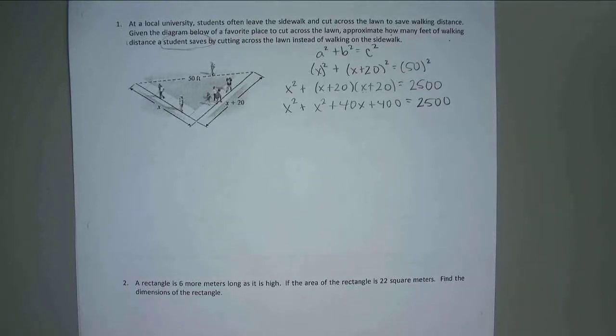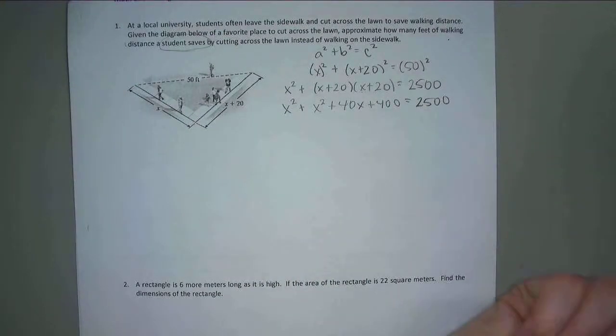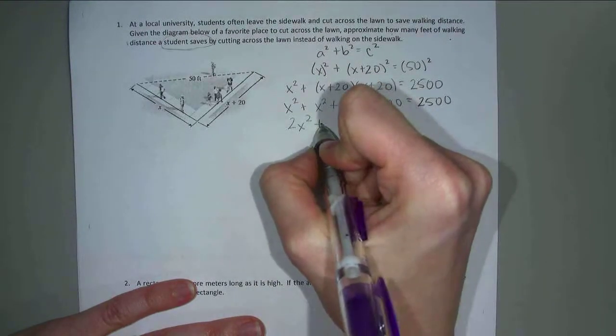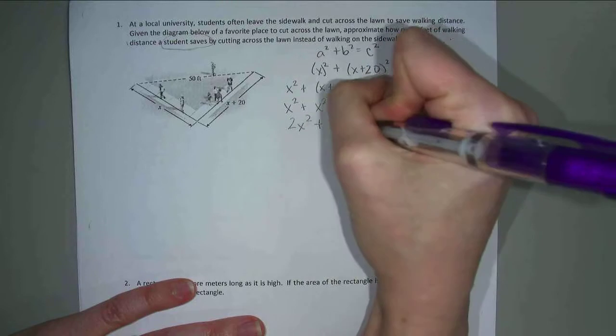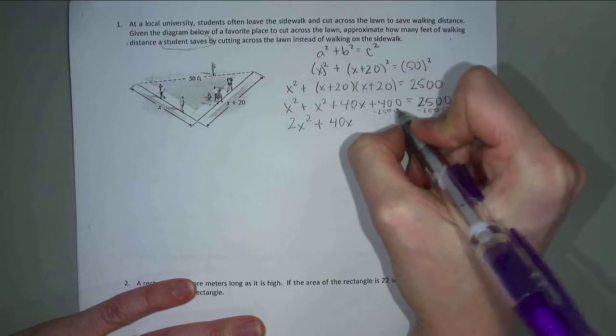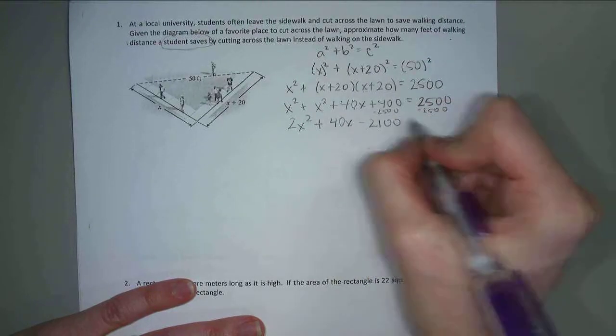So I kind of quickly FOILed that. X times x is x squared. X times 20 is 20x, but then 20 times x is 20x. So 20 plus 20 will give us that 40x. And then 20 times 20 is 400. At this point, what do we need to do? Combine like terms, get everything to the same side, okay? So what is 1x squared plus 1x squared? 2x squared, right? So we have a 2x squared plus, nobody can combine with a 40x, so it'll stay a 40x, and then I'm going to subtract the 2,500 over to get a negative 2,100 equals 0.